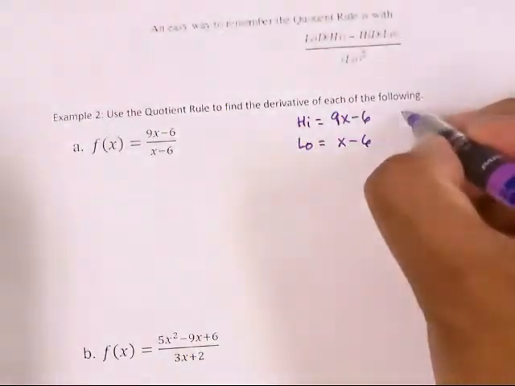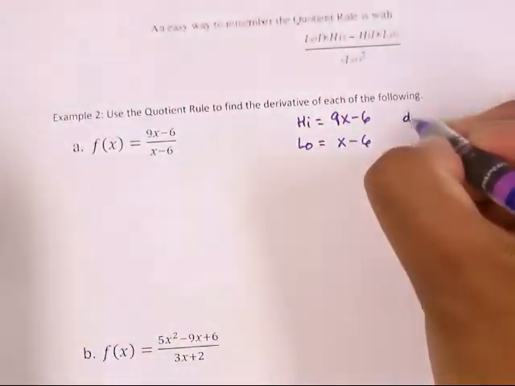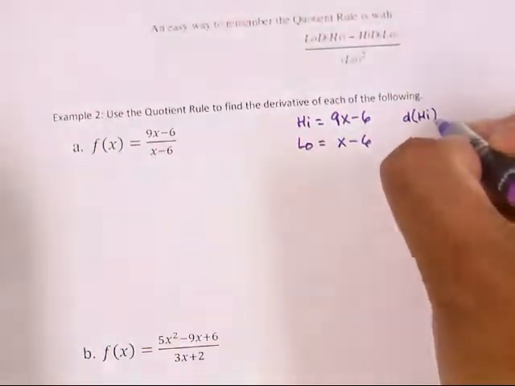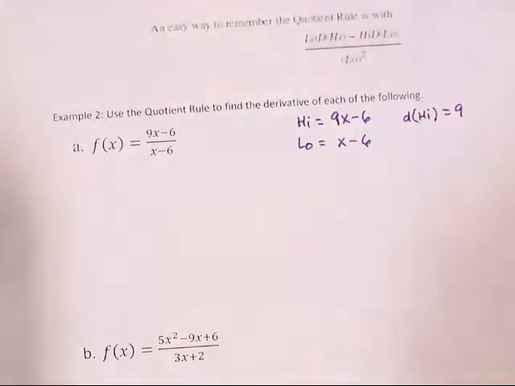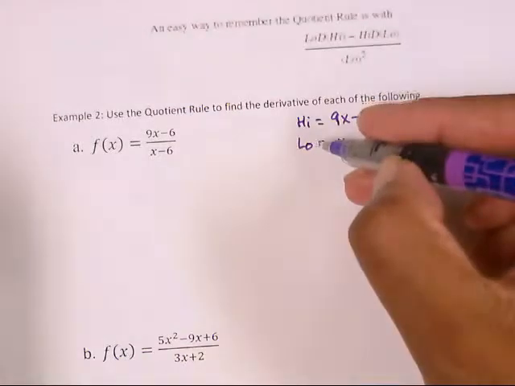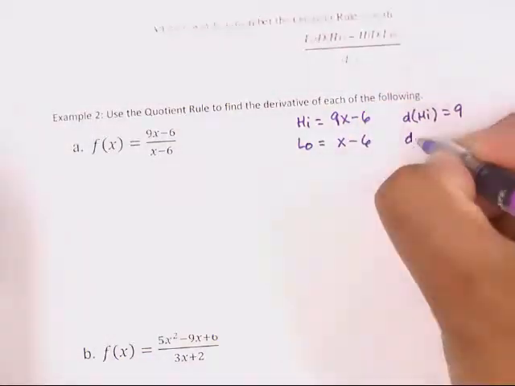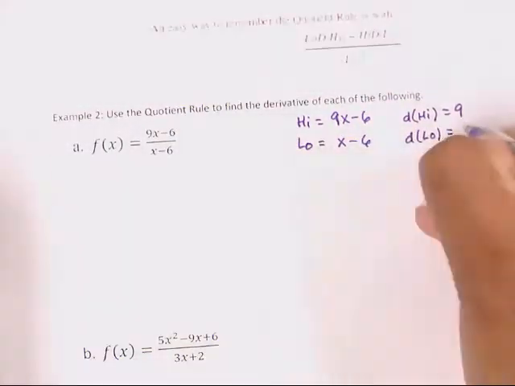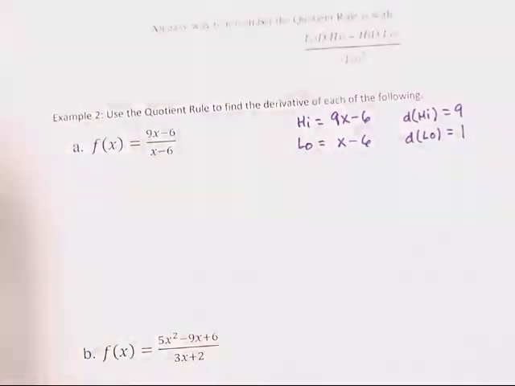Well, if the high is going to be 9x minus 6, then the derivative of the high would be simply 9. And the low is x minus 6, so the derivative of the low would be 1.